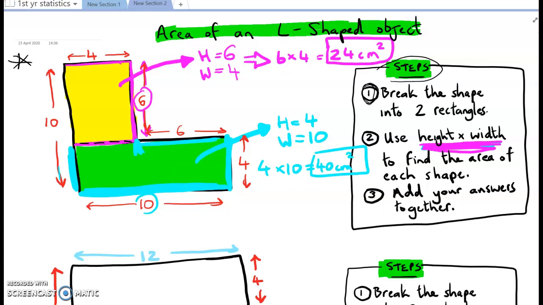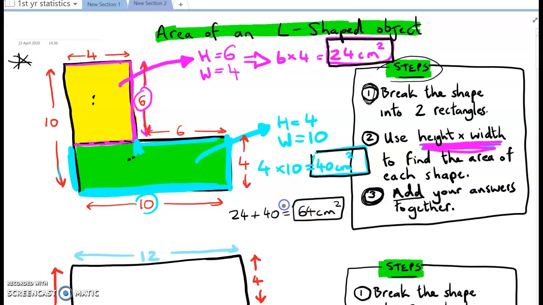Now, how do I finish it off? I do step 3. I add my answers together. So I have to add 24 centimeters squared to 40 centimeters squared to get the total area of the two rectangles. So 24 plus 40 is 64 centimeters squared. And that's the area of that L shape.